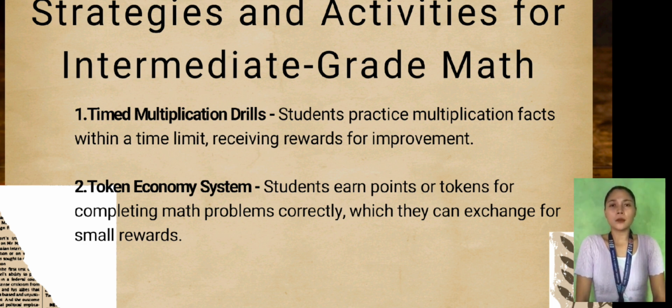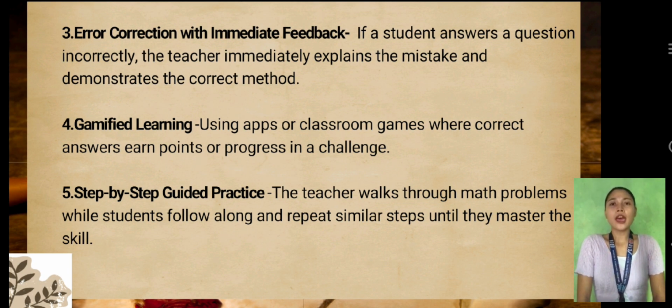Second, token economy system. Students earn points or tokens for completing math problems correctly, which they can exchange for small rewards. The system encourages students to engage actively with their task and rewards them for consistent effort. Third, error correction with immediate feedback. If a student answers a question incorrectly, the teacher immediately explains the mistake and demonstrates the correct method. This immediate correction helps the students understand the mistake and prevents them from continuing with the wrong method, reinforcing their learning of the correct multiplication strategy.